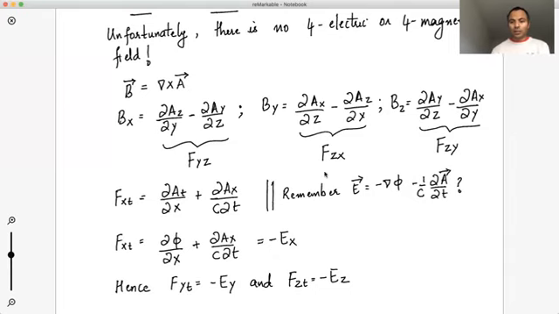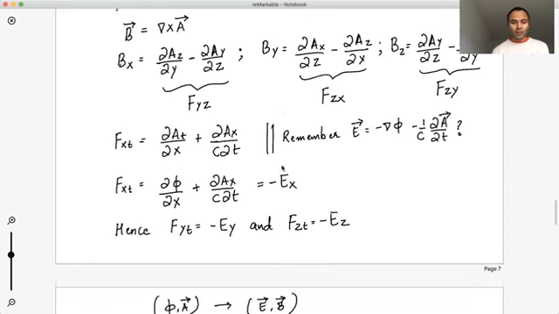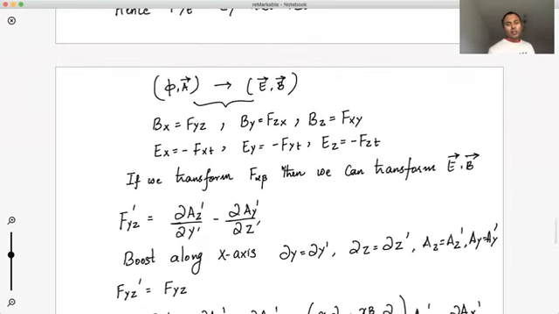Oh, by the way, I think Bz should be f of xy. This shouldn't be z, this should be x and y. Okay, so now you know how to go from one four vector to the other four vector. We are almost there, right?